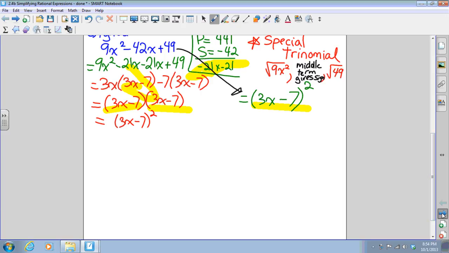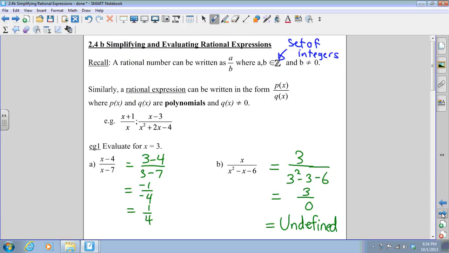All right, let's take a look now at simplifying and evaluating rational expressions. Again, a rational number, which is a fancy name for a fraction, can be written as a over b, where b belongs to a set of integers. But remember, b cannot equal 0. If you try plugging into your calculator 22 or 55, take your favorite number, and divide by 0, you will get what's called an error in your calculator. Stay tuned for that when we take a look at restrictions later on.